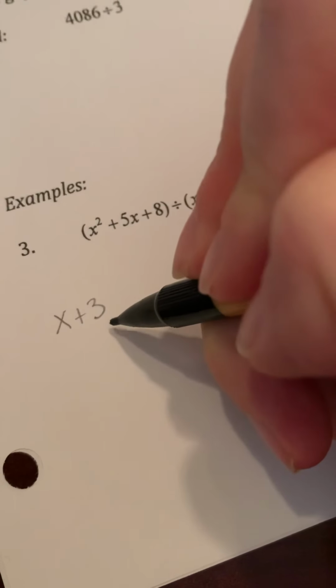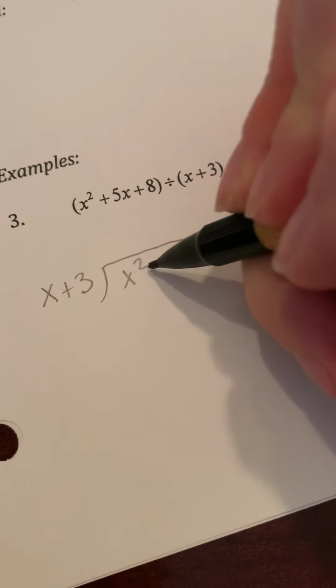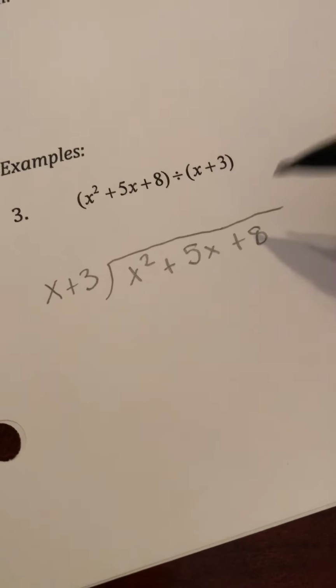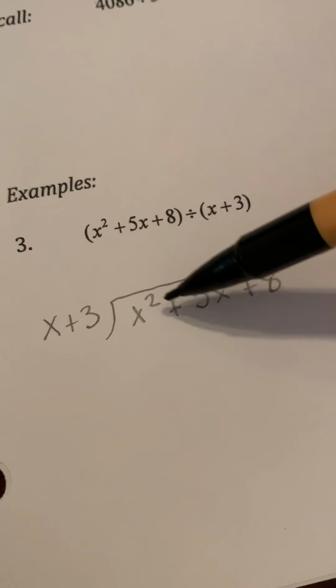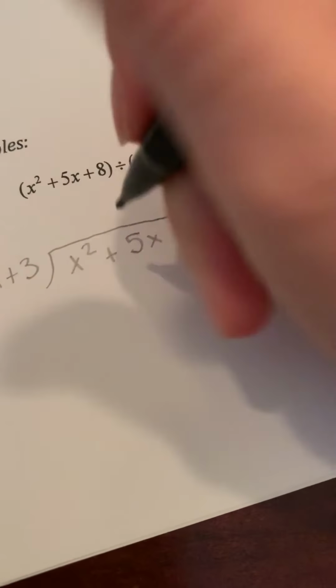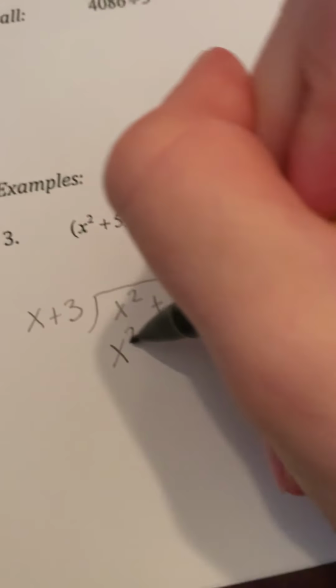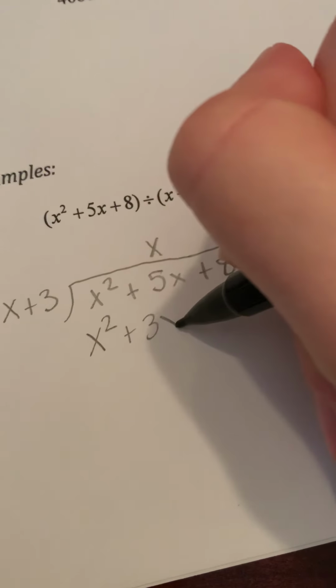So now what I'm simply going to do is put the divisor out front. x plus 3 will be out front, and we're dividing into the polynomial of x squared plus 5x plus 8. So the first thing I'm going to do is ask myself, how many times does x go into x squared? And that is x to the first power. So now we multiply. x times x is x squared, and x times 3 is positive 3x.